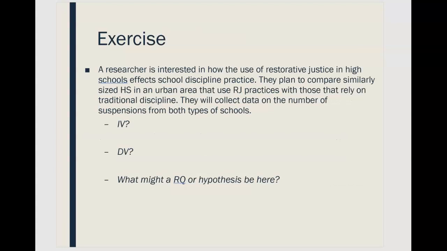So let's look at this quick example. A researcher is interested in how the use of restorative justice in high school affects school discipline practice. They plan to compare two similarly sized high schools in an urban area, so that context is relatively similar, that use RJ practices with those that rely on traditional discipline. So we want to come in and say, we're going to use this new intervention, restorative justice. This is our new thing. They're going to collect data on the number of suspensions in both types of schools.